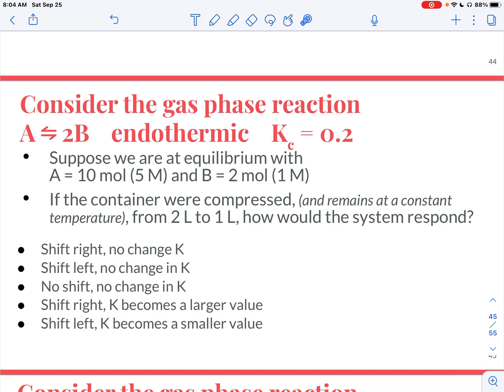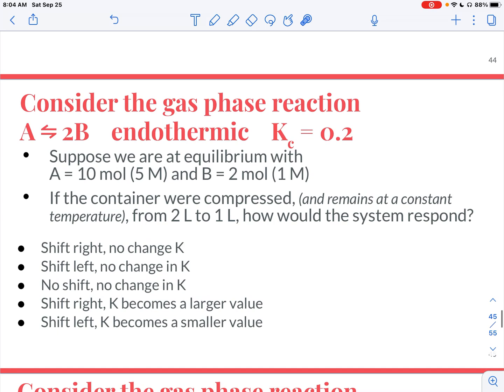and this time we have a 2-liter container. So we have 10 moles of A, so that's 5 molar. 2 moles of B, that's 1 molar, okay? Because we have a 2-liter container. If the container were compressed from 2 liters to 1 liter, how would the system respond? Constant temperature, so we can get rid of anything that changes K.